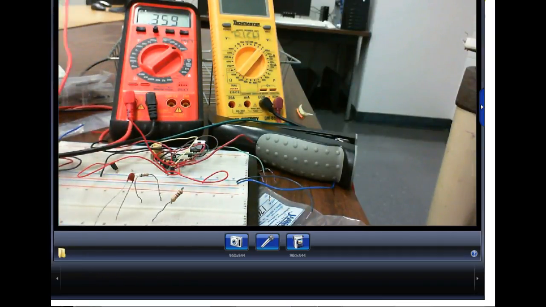I don't have enough room to get in front. Yeah, I do. Of course. Okay, now it's about a half a volt, and this is proportional. And we can use these things as light sensors.